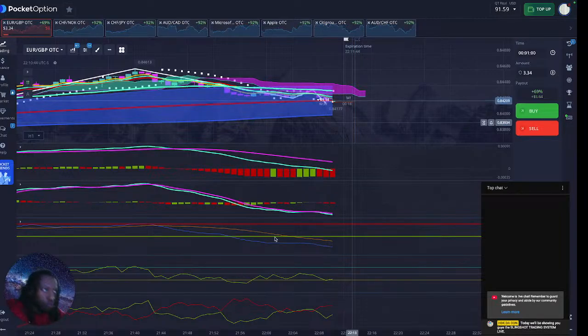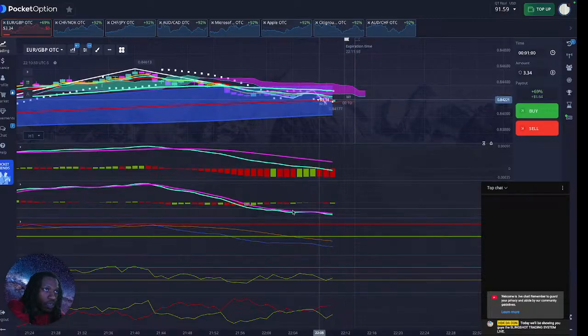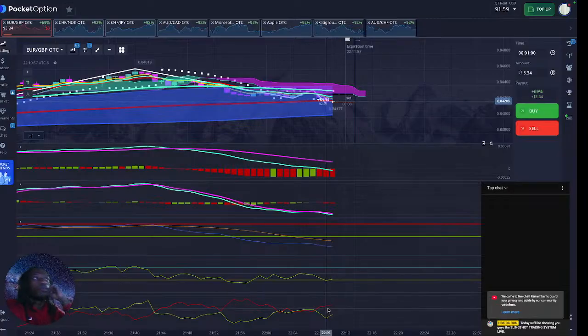This is also a super strong signal. You see my stochastics crossing below our 50 line, signaling a strong sell. We also got this below, signaling a strong sell, and this going down. Everything is aligned, but that does not mean we'll win, guys. So we just got to see.